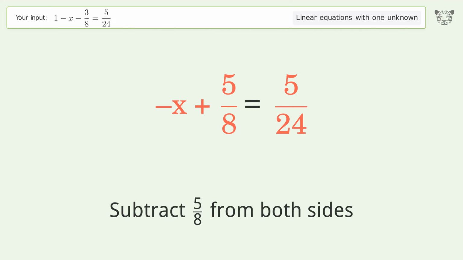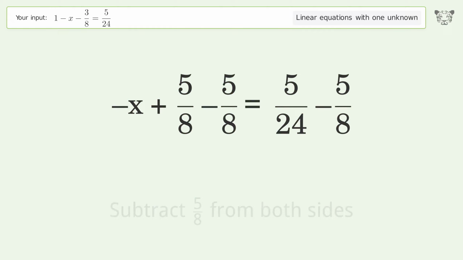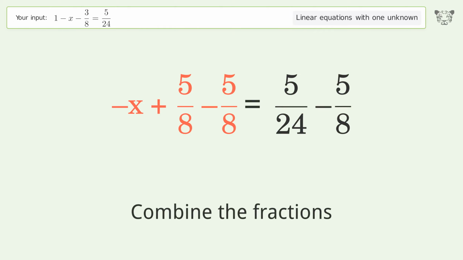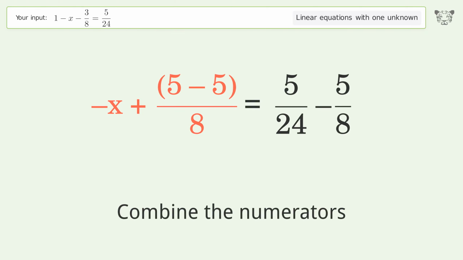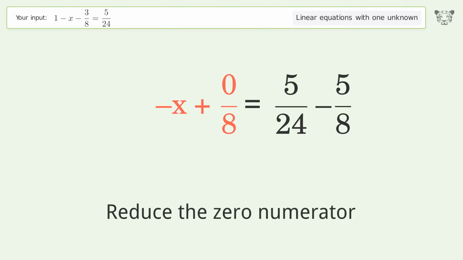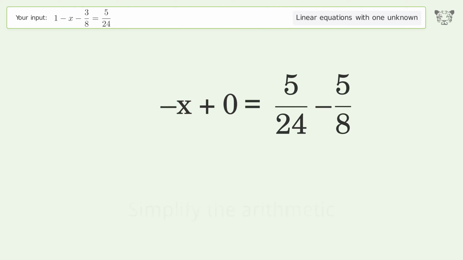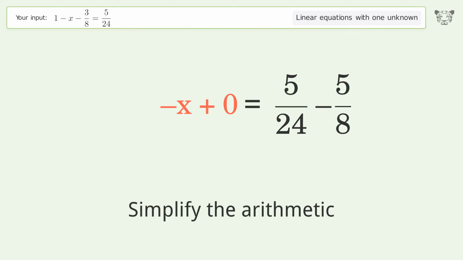Subtract 5/8 from both sides. Combine the fractions. Combine the numerators. Reduce the zero numerator. Simplify the arithmetic.